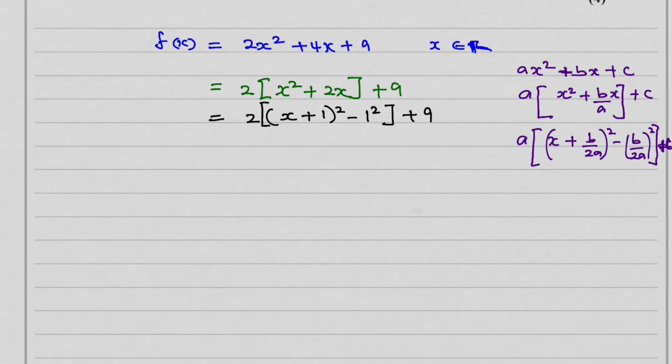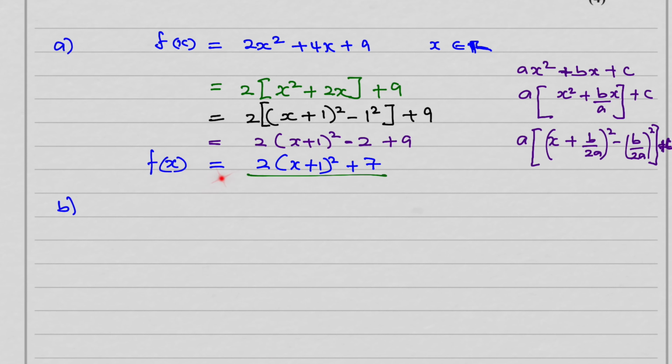So the completing the square only affects the first 2 terms. Now I've expanded the bracket here. I've taken the square bracket out and expanded this. So I get 2(x + 1)² − 2, because 2 times 1 is minus 2, and then plus 9. So finally, I get 2(x + 1)² + 7. So for part A, f(x) using completing the square is 2(x + 1)² + 7. Now for part B.